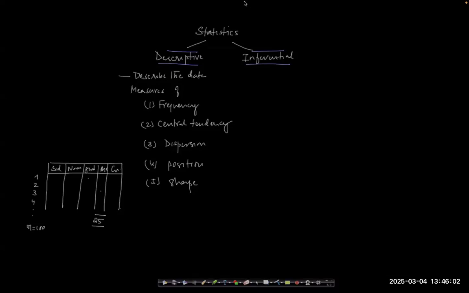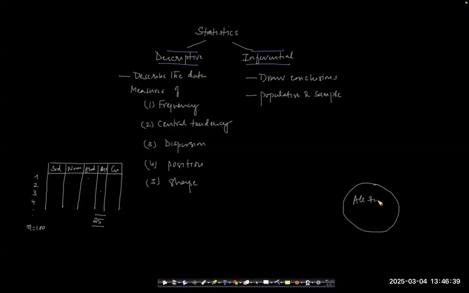Inferential statistics is used to draw conclusions. Here we are not just describing; we have to draw conclusions. In this case, we'll be talking about population and samples. What is a sample? A sample is a subset. For example, if I want to see how our students in XLR are doing, the population would be all students in XLR.